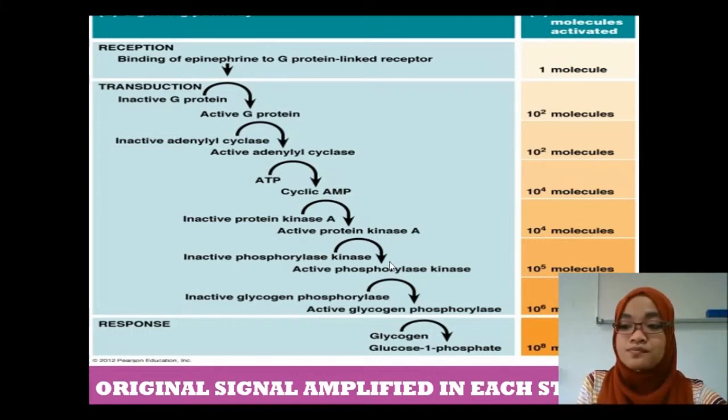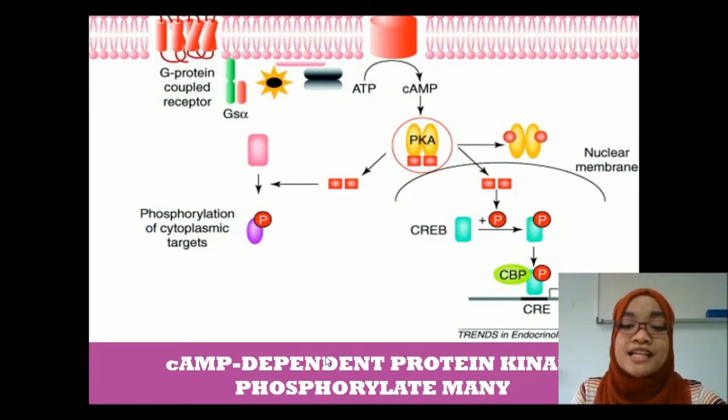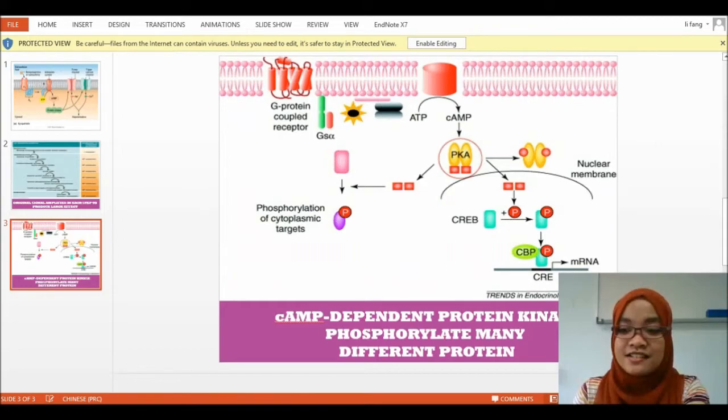Other than that, cyclic AMP-dependent protein kinase can phosphorylate many different proteins. For example here, it may go to target proteins in the cytoplasm or diffuse into the nucleus. So that's all for this part.